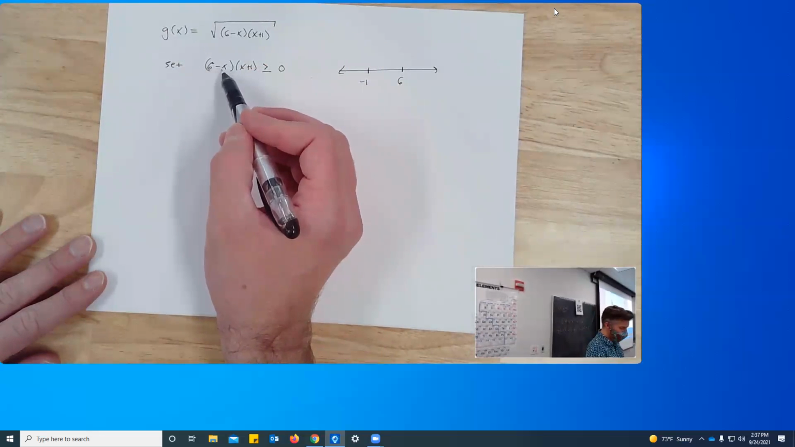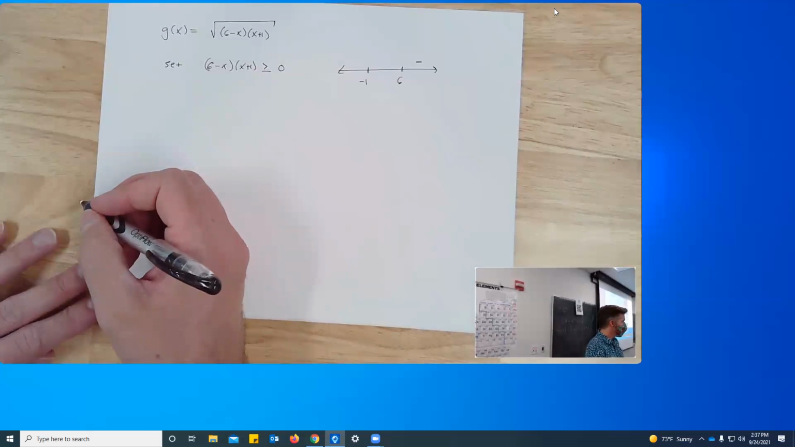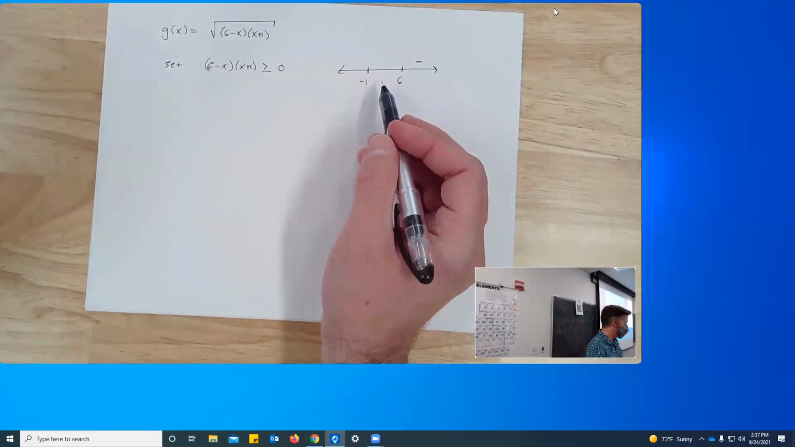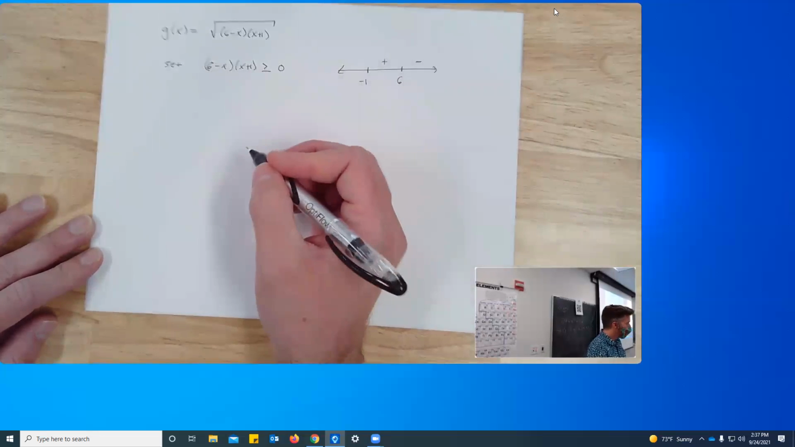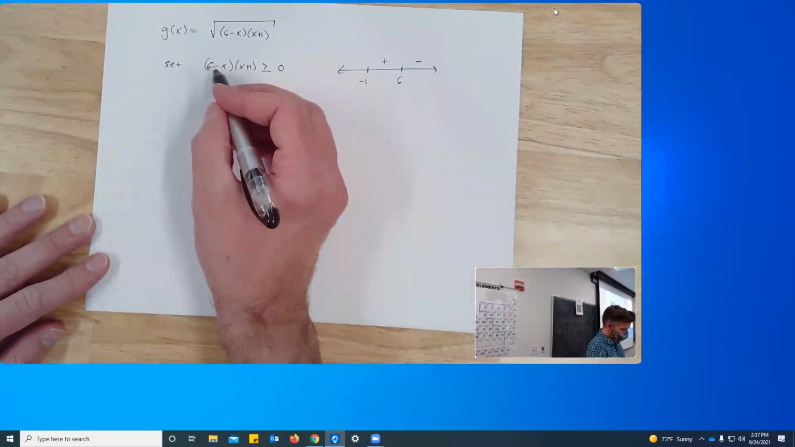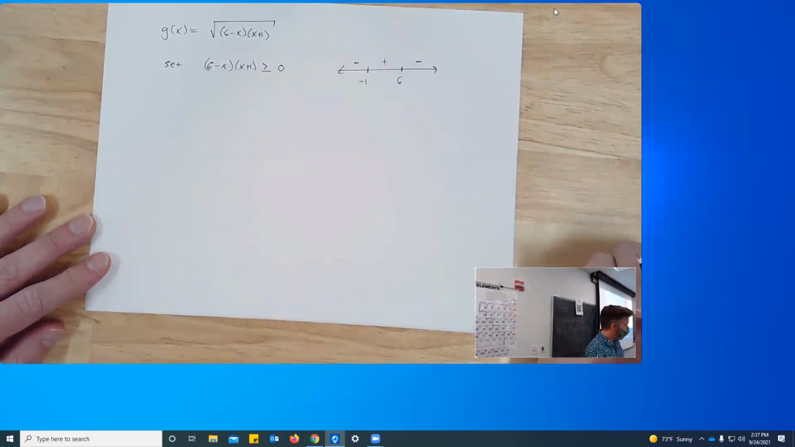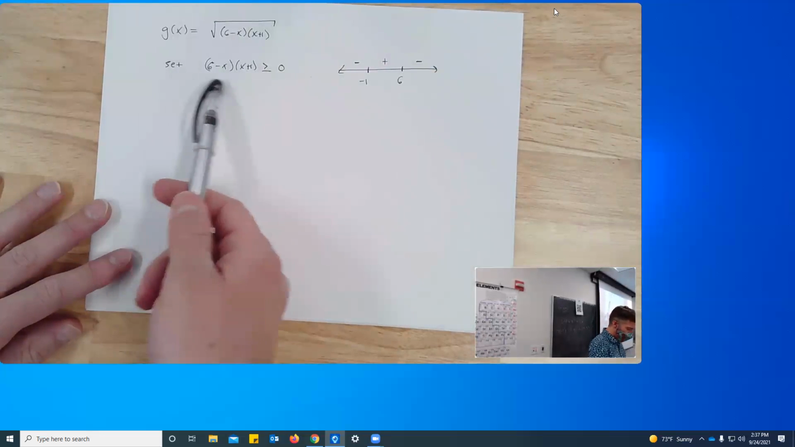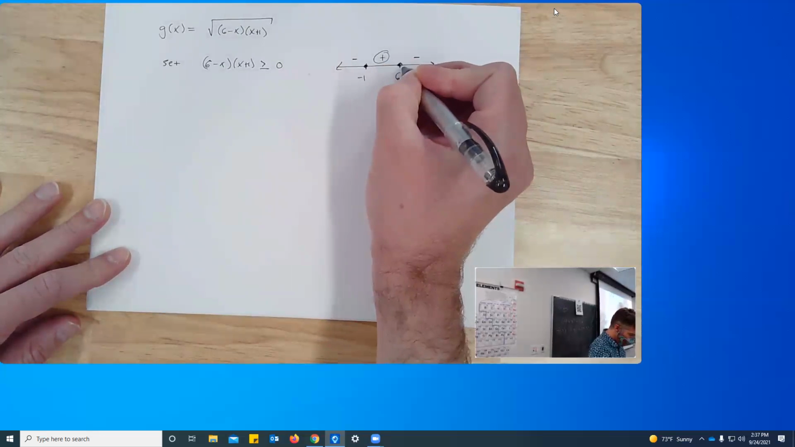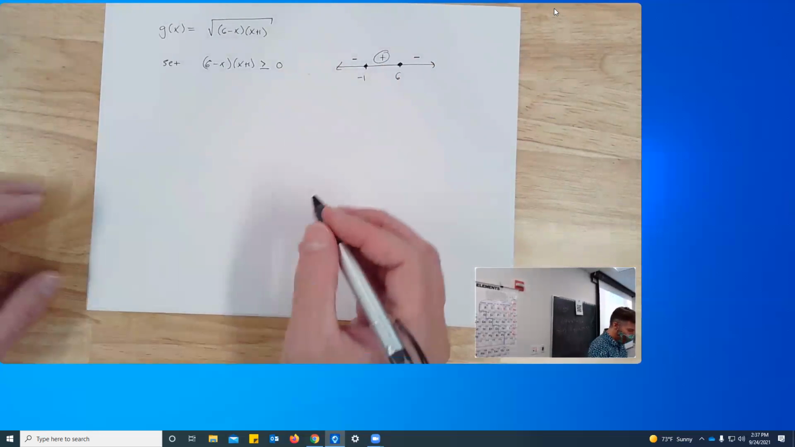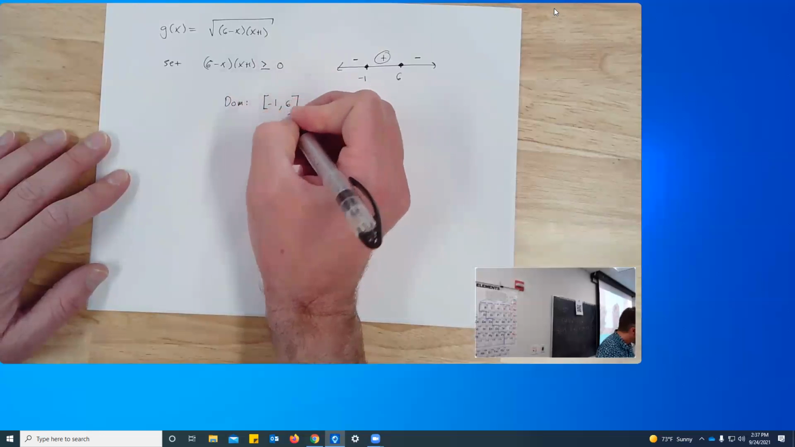So I pick something like 7. 6 minus 7 is negative. 7 plus 1 is positive, and a negative times a positive is negative. And then I pick something between negative 1 and 6, like 2. 6 minus 2 is positive. 2 plus 1 is positive. Positive times positive is positive. And I pick something like negative 2. 6 minus negative 2 is positive. Negative 2 plus 1 is negative. Positive times negative is negative. And I want where this quantity here is greater than or equal to 0. So my domain here is everything between negative 1 and positive 6, including those endpoints.